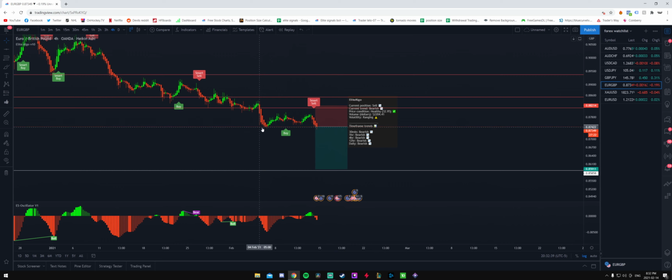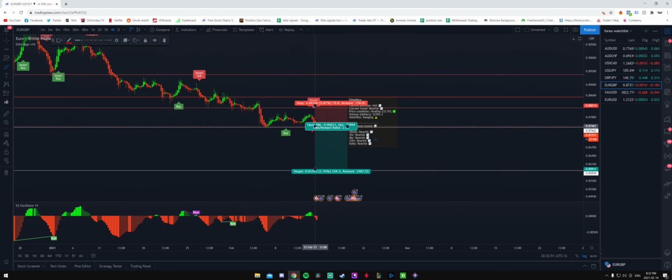I would just wait for it to break past this line here first before entering. So if the price goes down, ends up being like over here, this is when I would enter. So actually, let's move this down here. Perfect. That's it.